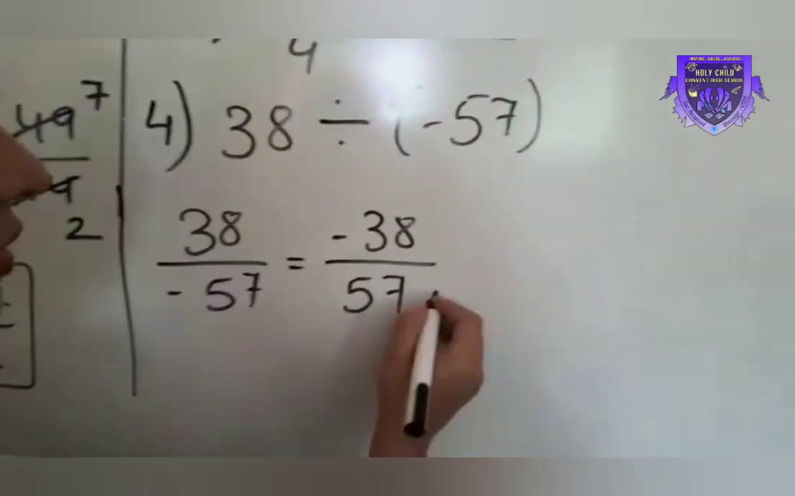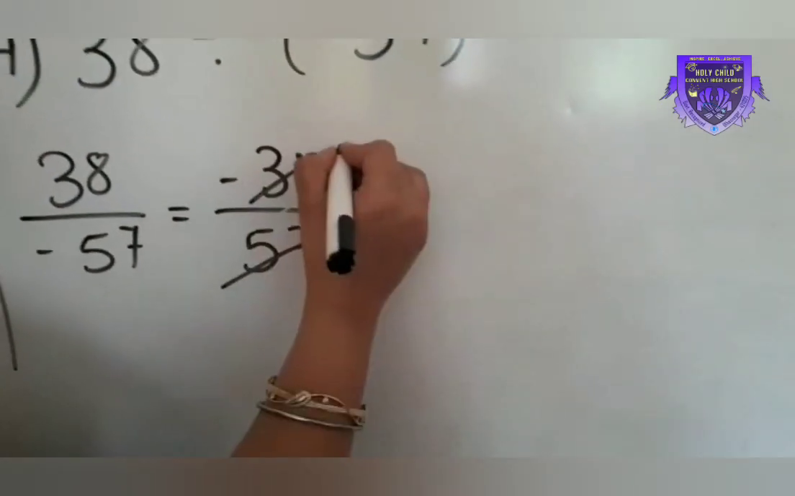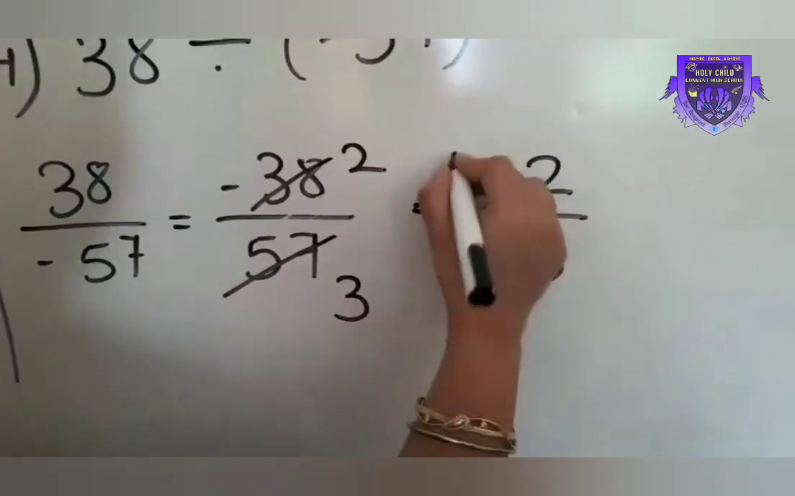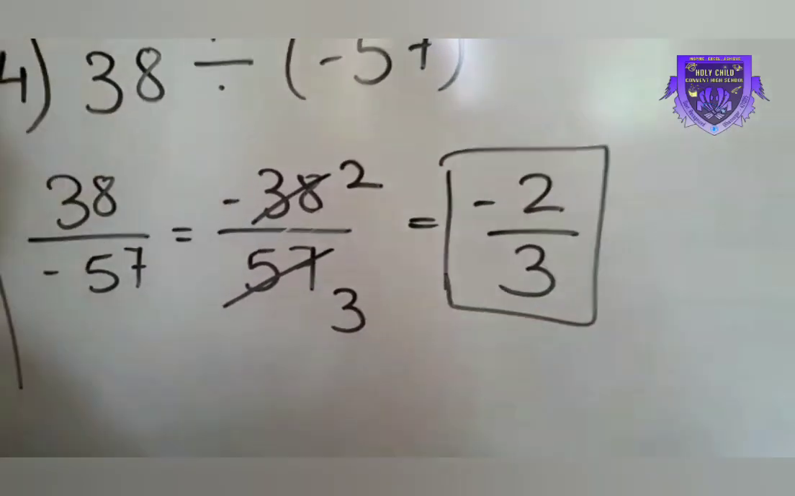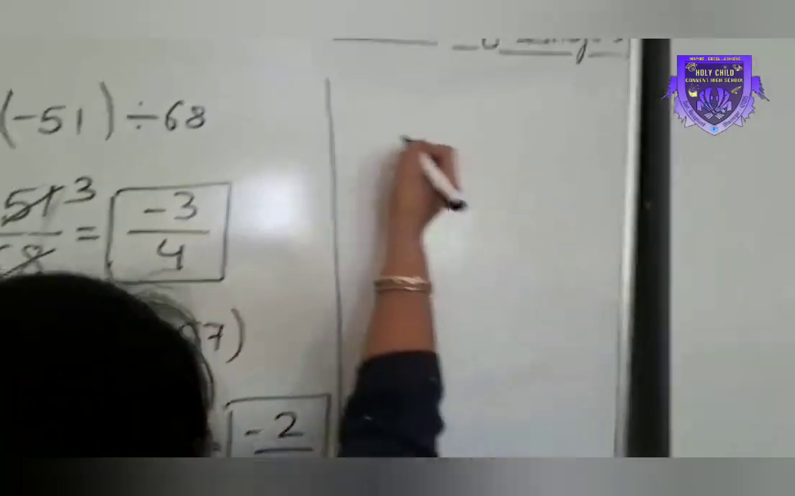Okay, we'll start with the cutting method. 19 twos are 38, 19 threes are 57. So we will get the answer minus 2 upon 3. Understood? Let's start with the fifth one.